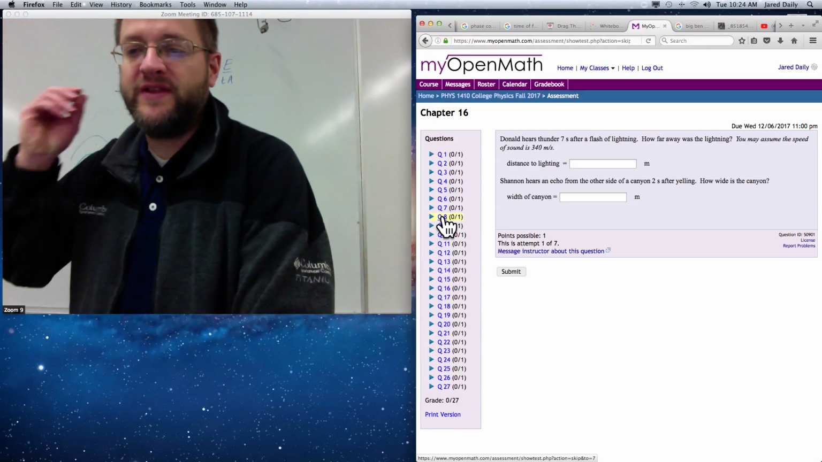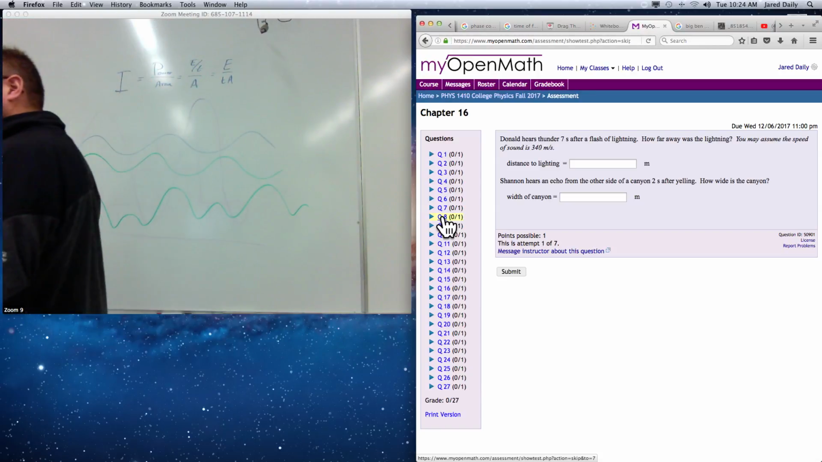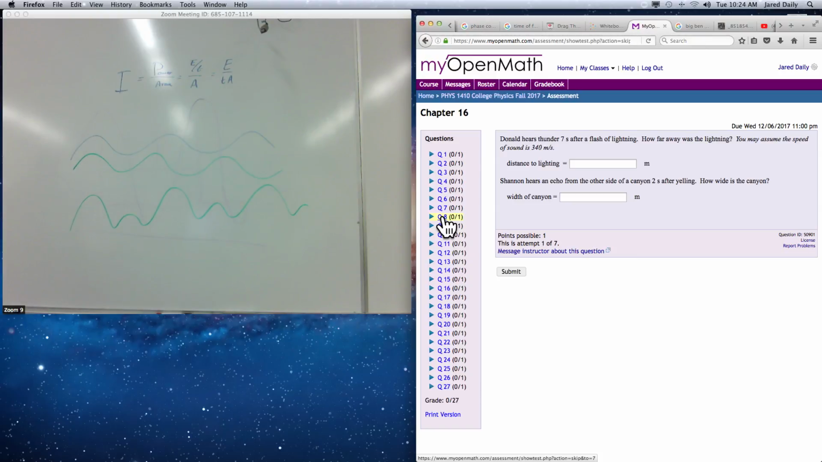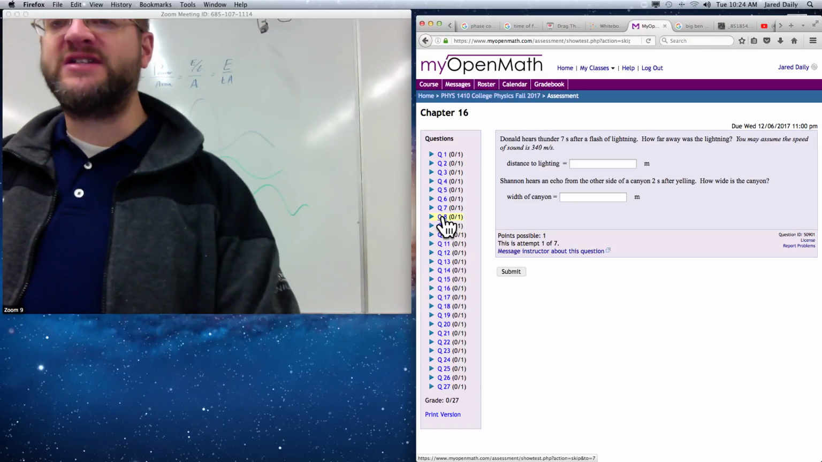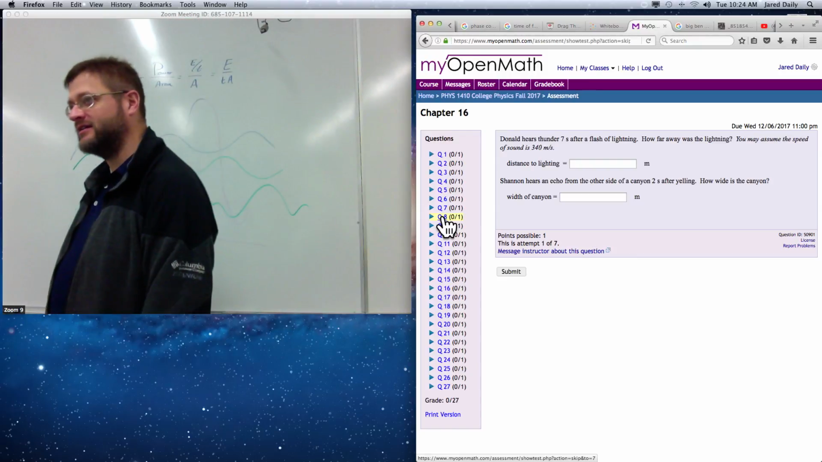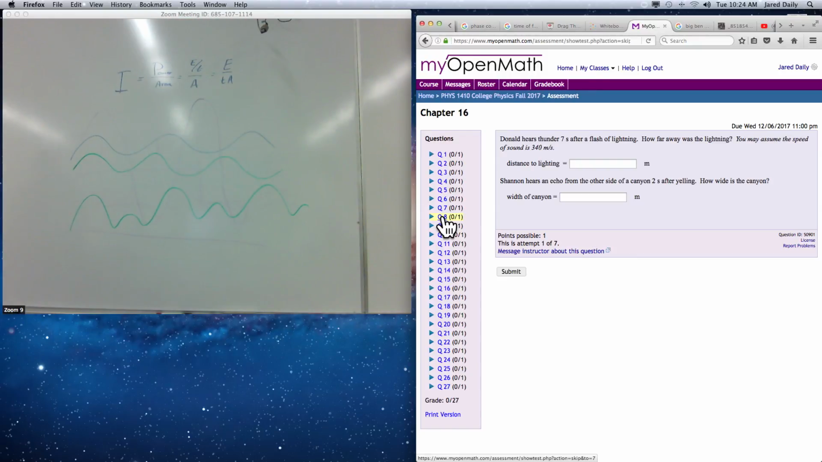This is the only one that you have to do a little bit of thinking with, and not just plugging into an equation, which is number 8. Donald hears thunder 7 seconds after a flash of lightning. Okay? How much faster is lightning, the speed of a lightning wave, rather than the speed of a thunder wave, which is a sound wave? It's 1,000,000 times faster, right?